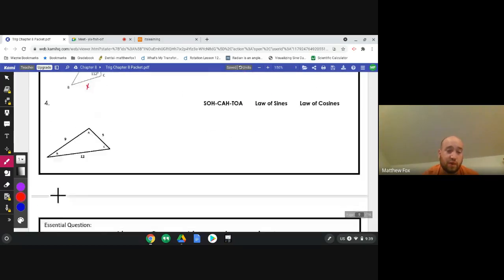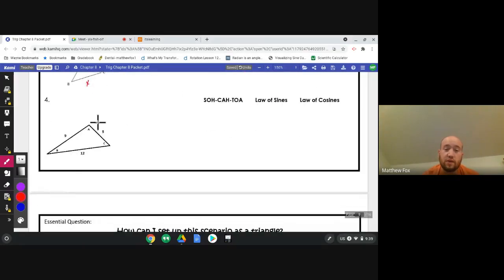And then our final one here. If we were trying to find any of these angles, and we are given 3 sides, we can find any of those angles simply by using law of cosines.